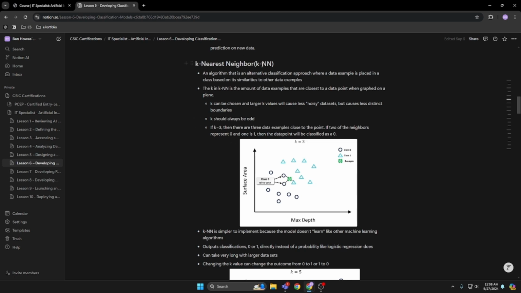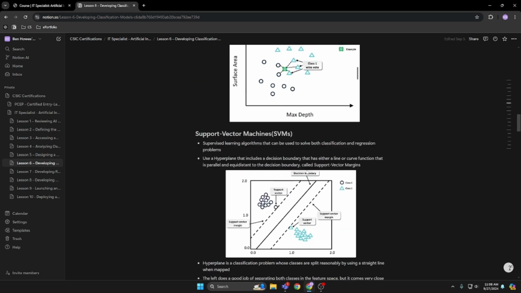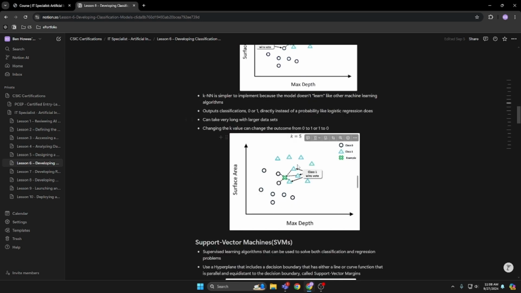So the k in k-nearest neighbor is the number of neighbors it'll look at. So here k would be 3. It looks at its 3 closest neighbors and figures out which class each one is in, and whichever one has the most, it will classify that example in that class. And as you change the k, it can get different results.